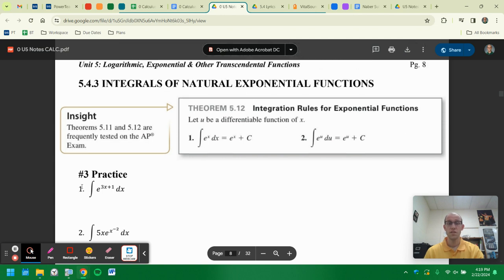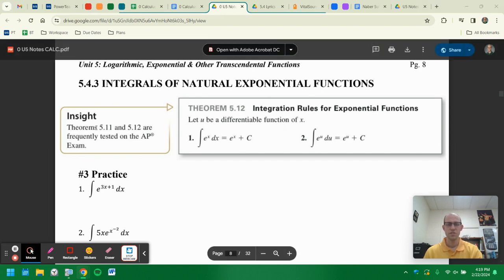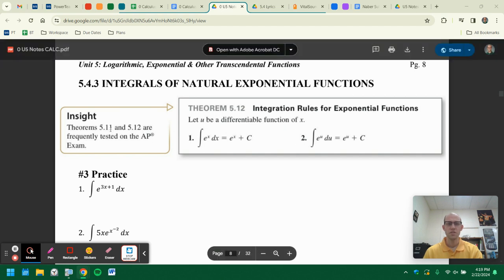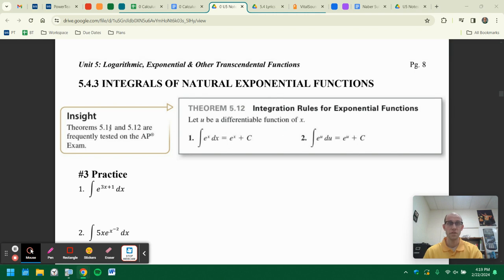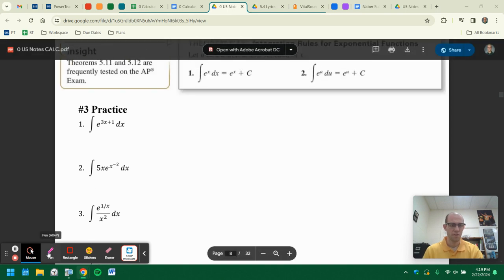The integral process of a natural exponential function is also very easy because of how easy the derivative is. So e to the x, the integral of that dx is e to the x. Or you might have to do a slight u substitution if you have a power that is not x. Don't forget your plus c. And this little note is just telling us that the integral of e to the x and also 5.11, which is derivative of e to the x, is frequently tested on the AP exam. So let's practice some of these. Keep that up on the screen.